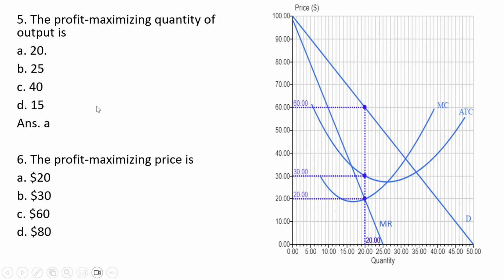Question 6. The profit maximizing price. As before, we take the profit maximizing quantity. We're going to move it up here vertically to the demand curve, come across horizontally, and we get a price of $60 per unit. So answer C.